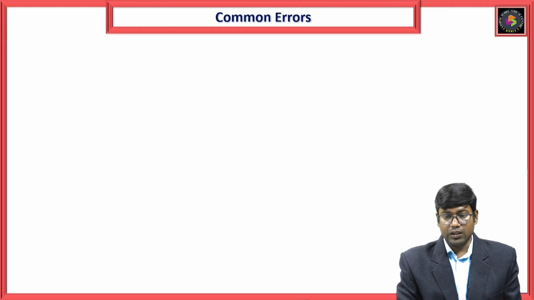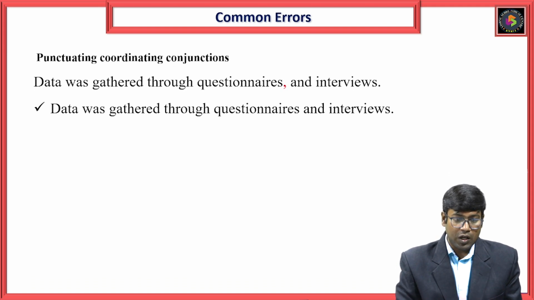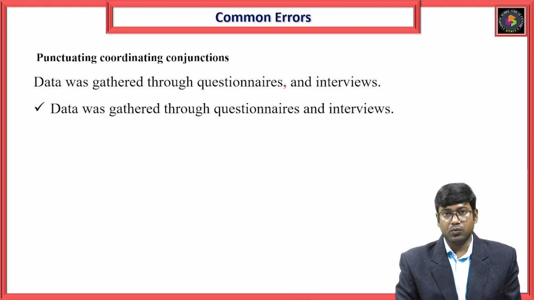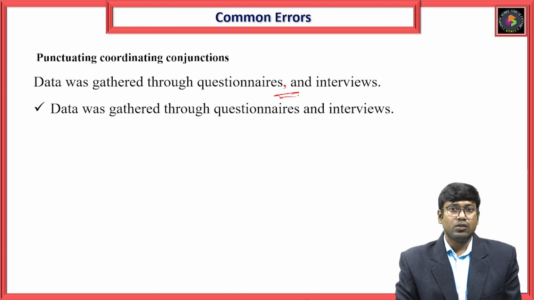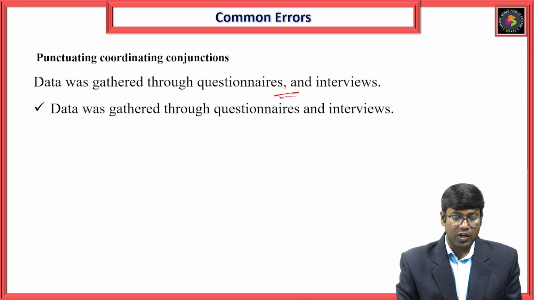Now we'll move to the next section. What are the common errors? I listed two common errors. The first is punctuating the coordinating conjunction incorrectly. For example: The data was gathered through questionnaires, comma, and interviews. Here this comma is the error. Before the 'and', you shouldn't put any comma. It should be: The data was gathered through questionnaires and interviews.